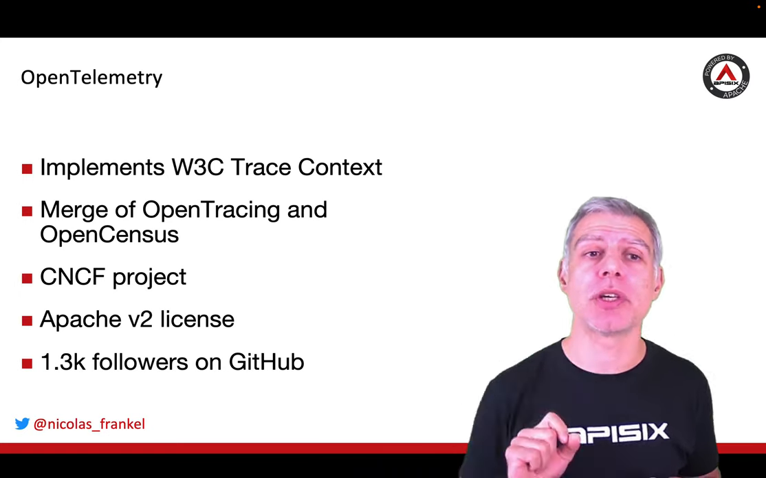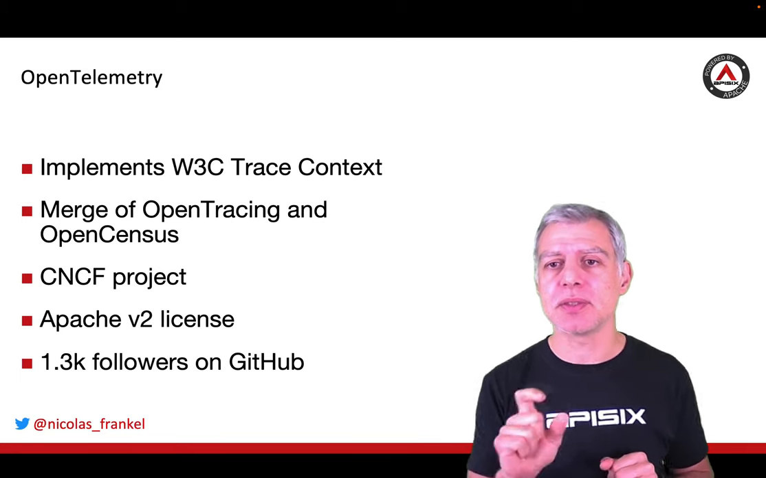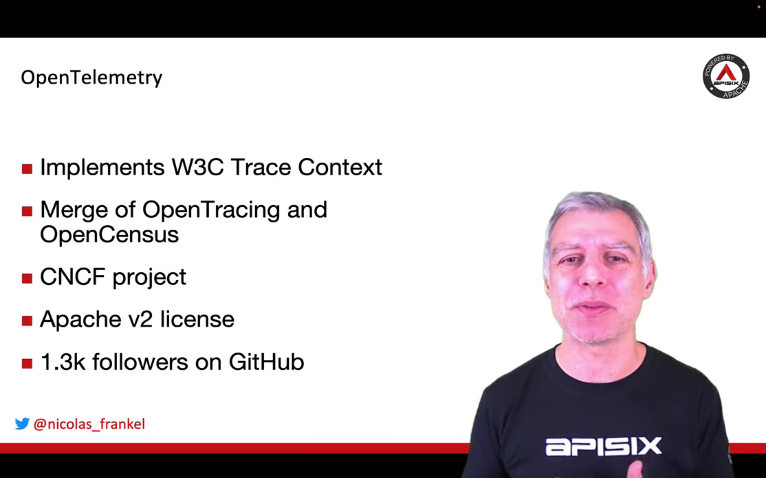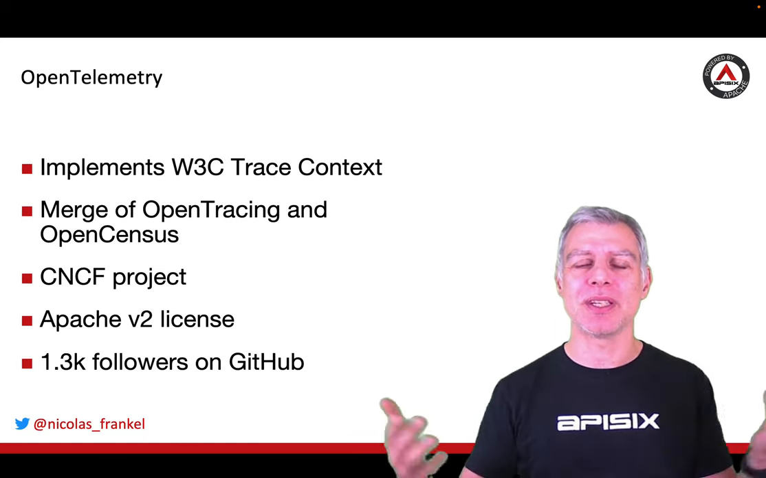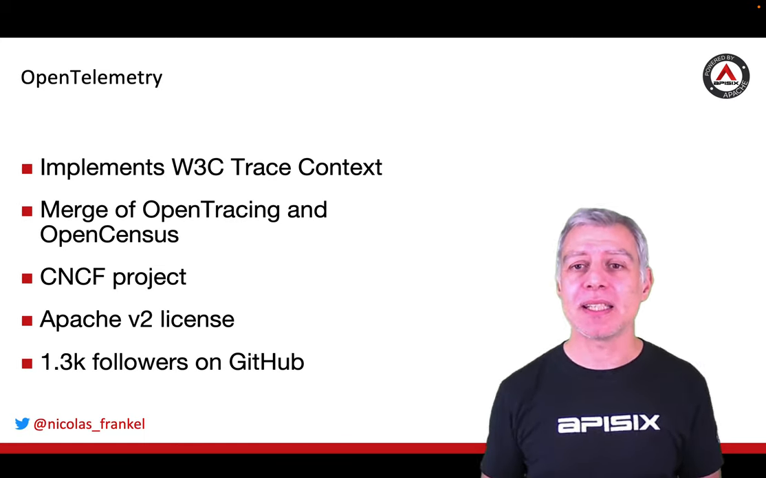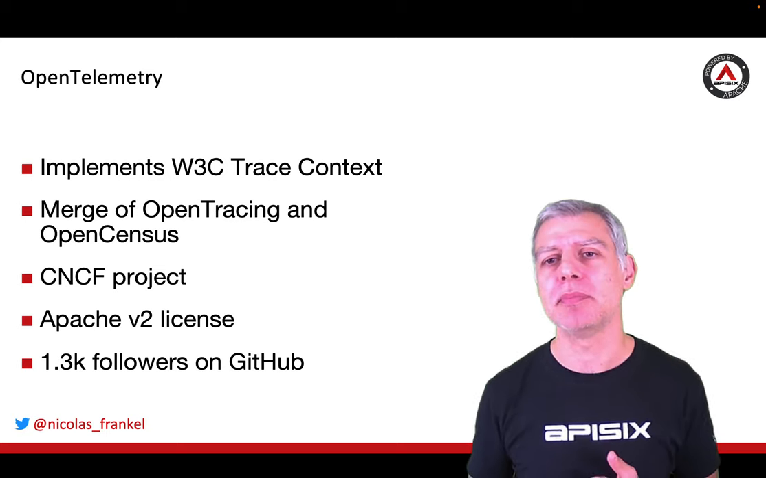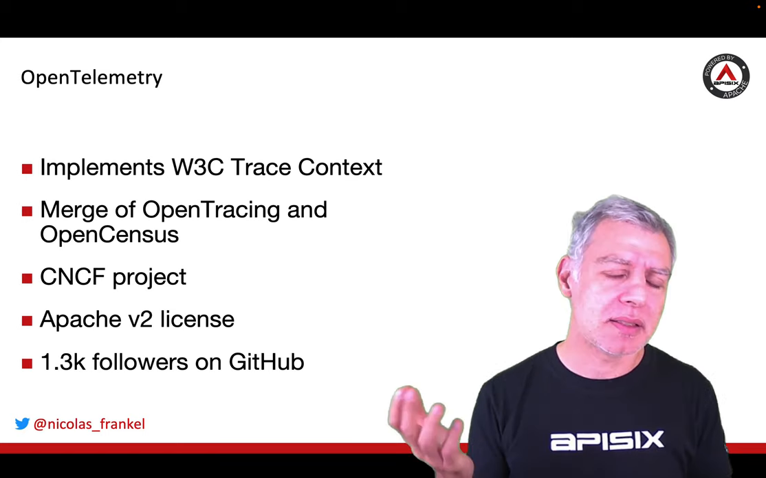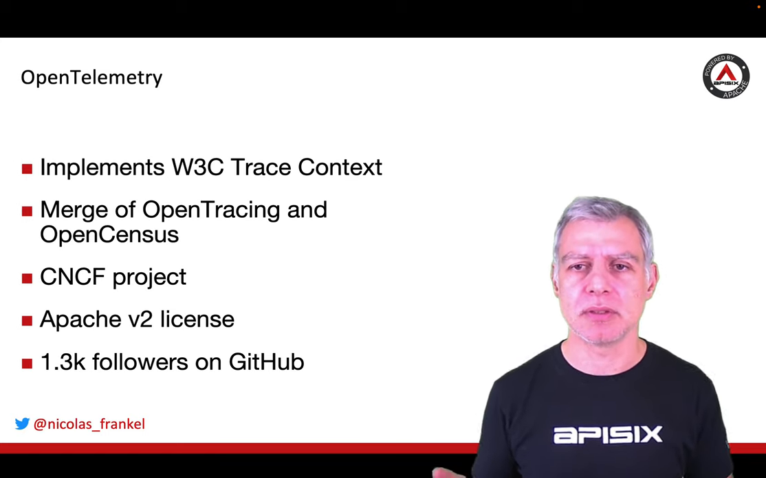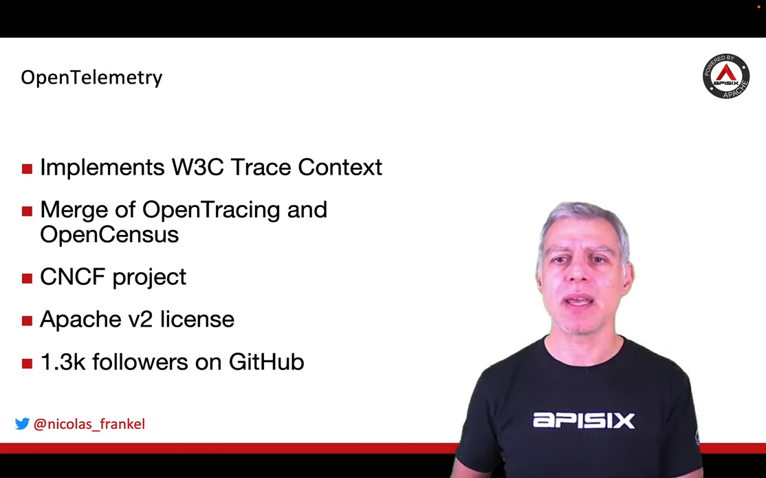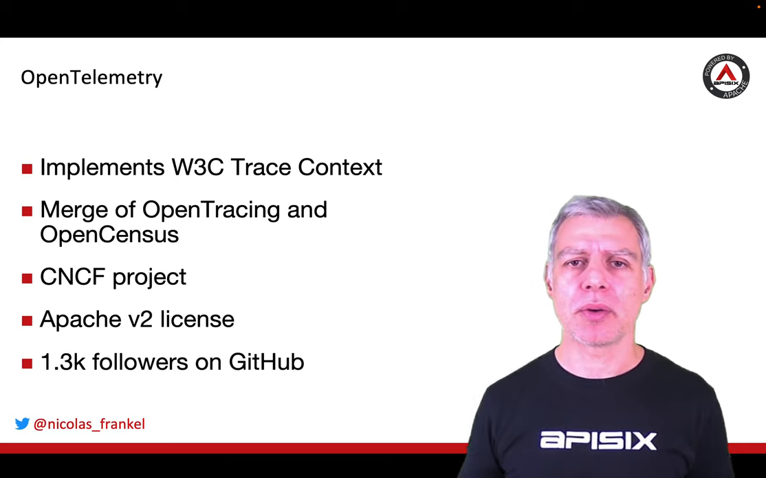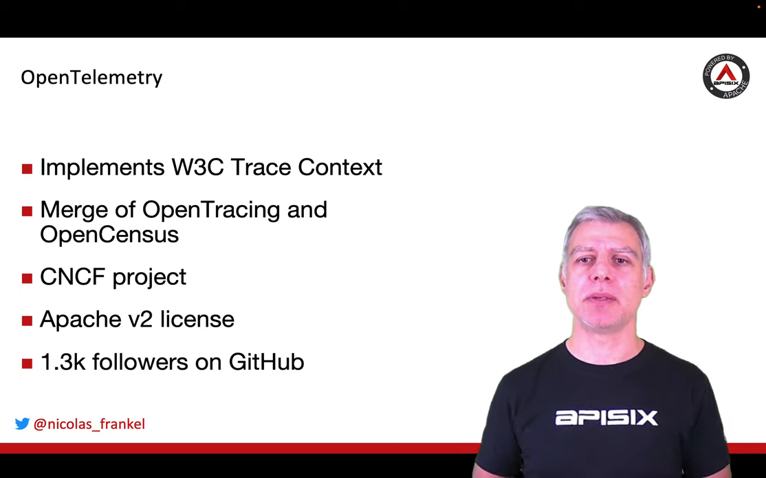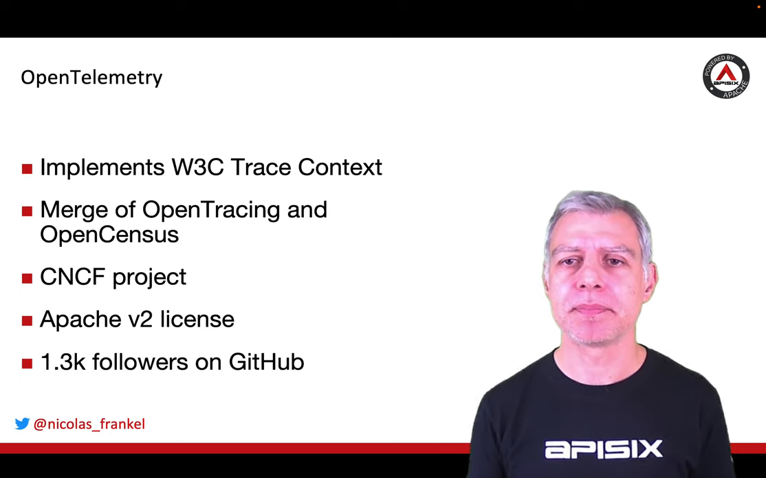It's a merge of the OpenTracing and OpenCensus projects, so it's one of those few merges that were successful, where people decided to join their efforts to create something better. It has become a CNCF project, which is good, meaning that it has support and will be supported for a long time. It's licensed under the Apache license, so it's also good if you want to use it right away. You don't need to acquire a license or whatever. And it's hugely popular, especially on GitHub.